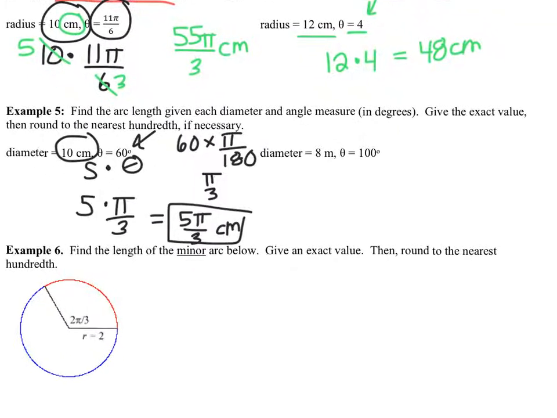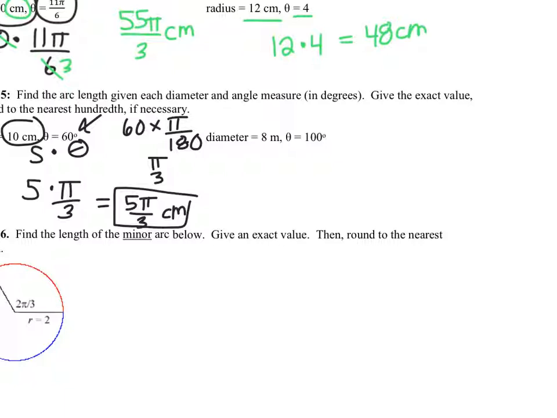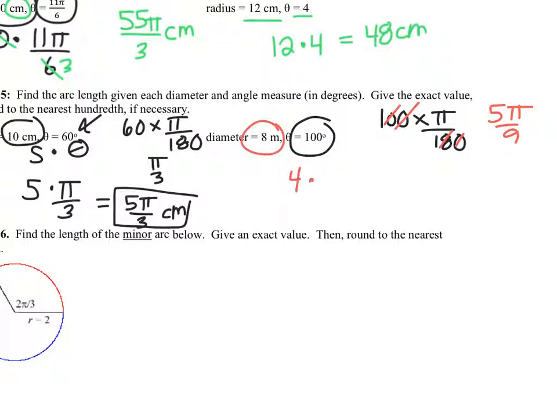Okay, the second one, I have to convert these degrees to radians. So it's 100 times pi over 180. I can cancel out the zeros and reduce 10/18 as 5 pi over 9. So my radius is going to be 4. So 4 times 5 pi over 9 is going to be 20 pi over 9 meters.